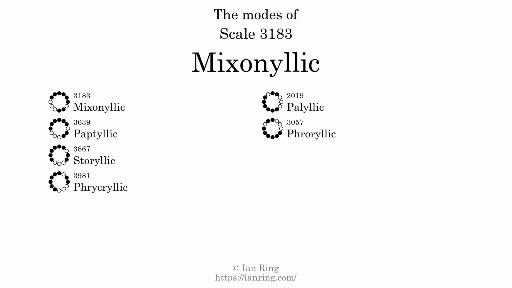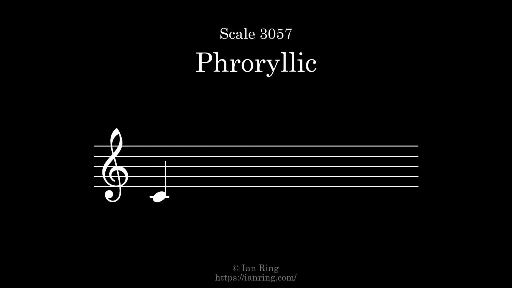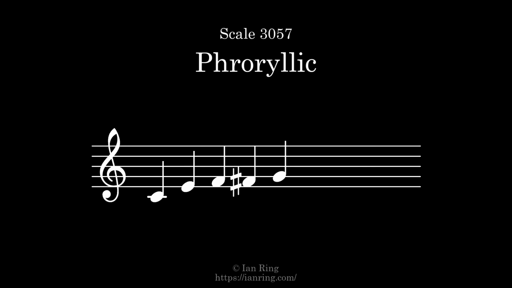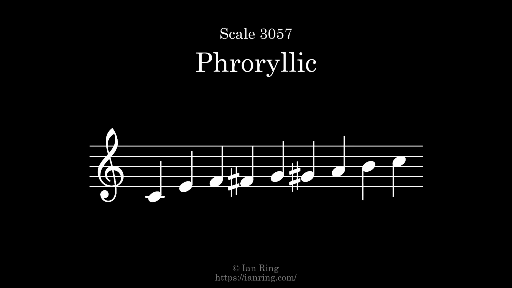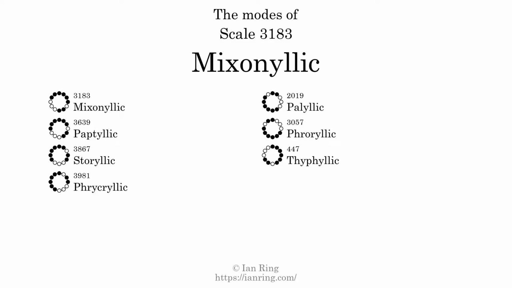The sixth mode is scale 3057, also known as frorillic. It sounds like this. The seventh mode is scale 447. Also known as thiophilic. It sounds like this.